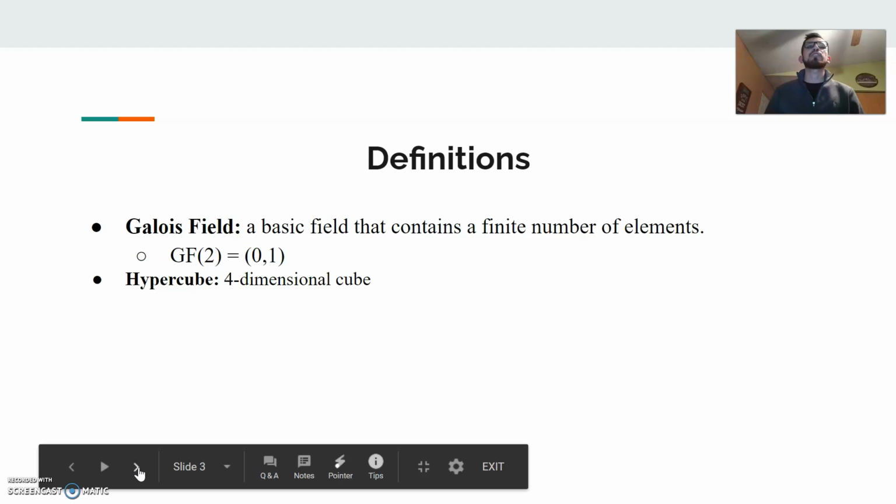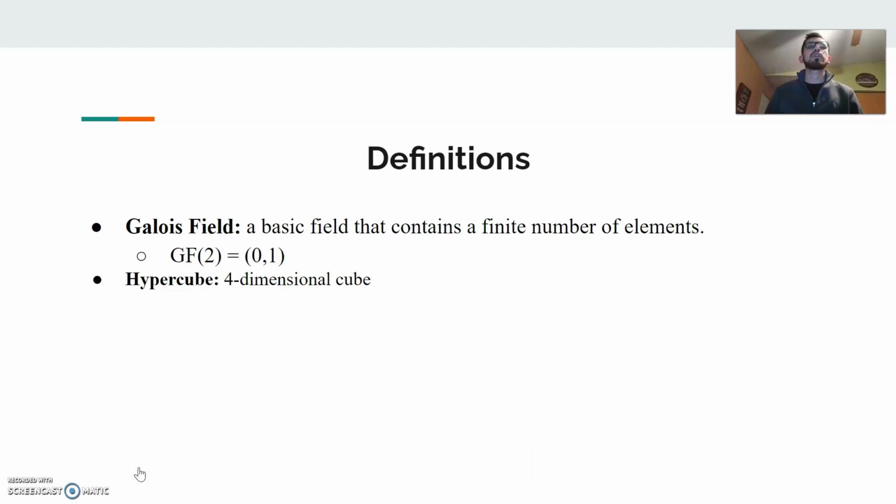Some definitions before we get started. Galois field. Galois field is a basic field that contains a finite number of elements. During my presentation, we're going to be working with Galois field 2, which has an ordered pair of 0 and 1. We're also going to be working with hypercubes. A hypercube is a 4-dimensional cube.